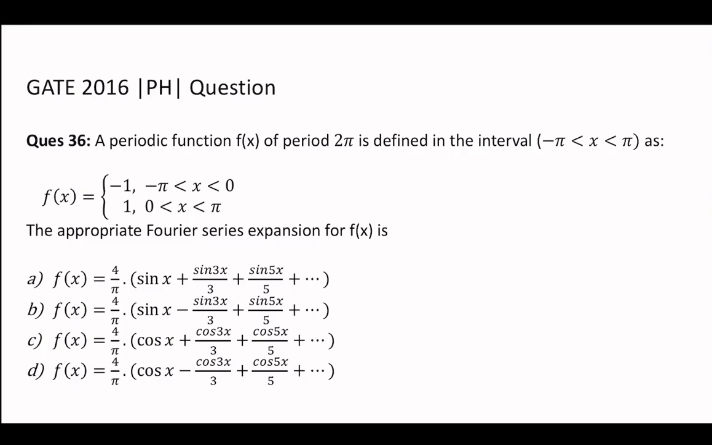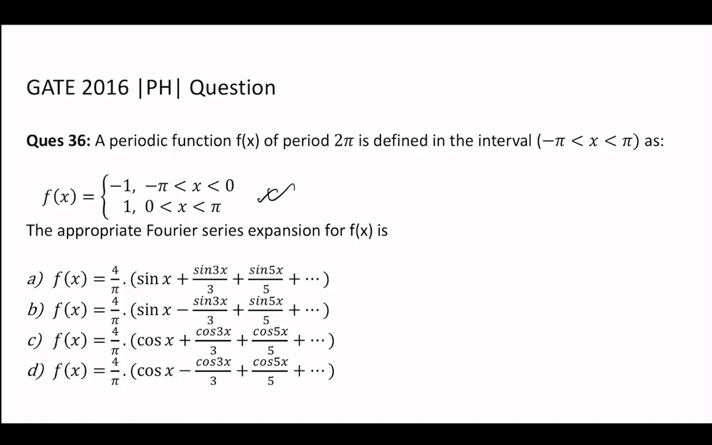Hello, in this video we are going to solve question number 36 of GATE 2016 physics paper. This question is related to Fourier series from mathematical physics. The question is, a periodic function f(x) of period 2 pi is defined in the interval x ranging from minus pi to pi as given in the question. So the Fourier series expansion of this f(x) is.